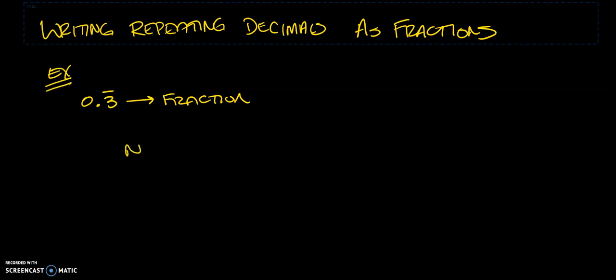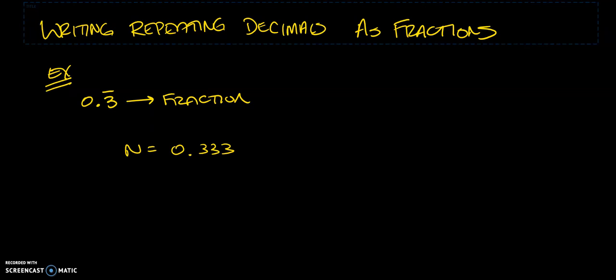So why don't we start off by just using a variable. We're going to use n. Now you could use x, y, z, p, a. It doesn't matter. We're going to use n for number. And what I want you to do is lose the repeating bar, and we're just going to write down 3 decimals.